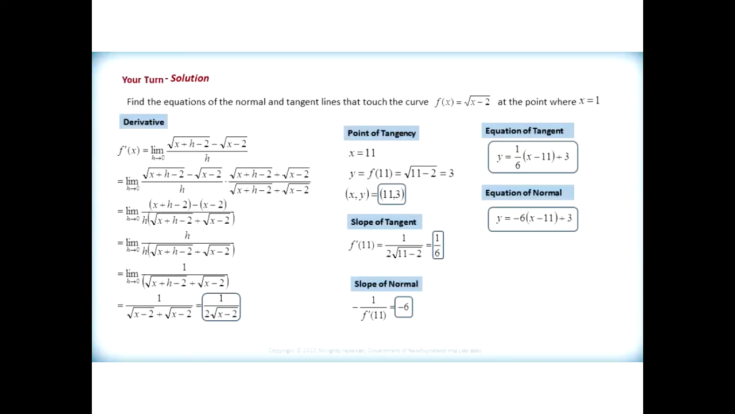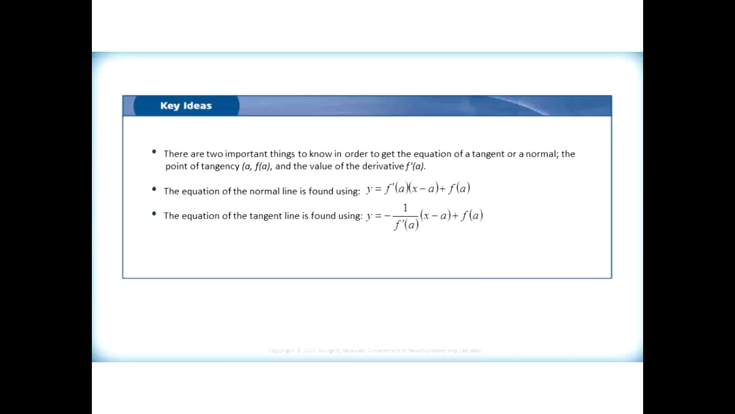So over here we've highlighted how we found the derivative, and then found the coordinates of the point of tangency. And there's the slope of the tangent and the slope of the normal. And these are the two equations that we're looking for. All right, let's highlight some of the key features here. Some of the stuff we talked about: there are two important things to know in order to get the equation of a tangent or a normal. The point of tangency, so we've got to have a point, and we need to have a slope, which is the value of the derivative f prime of a.